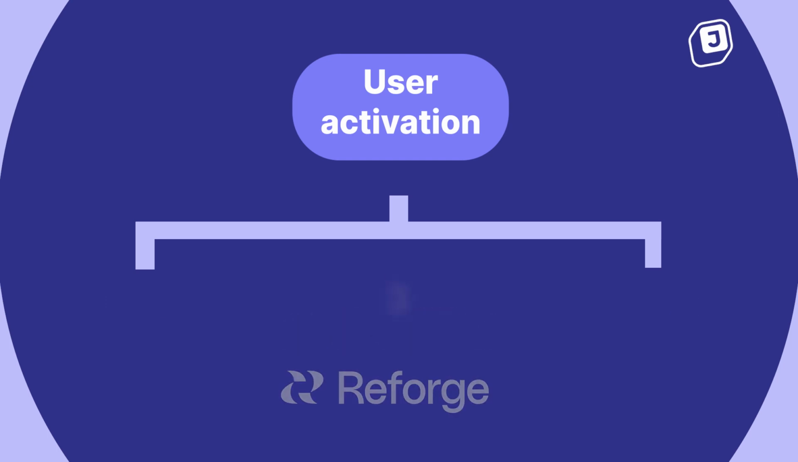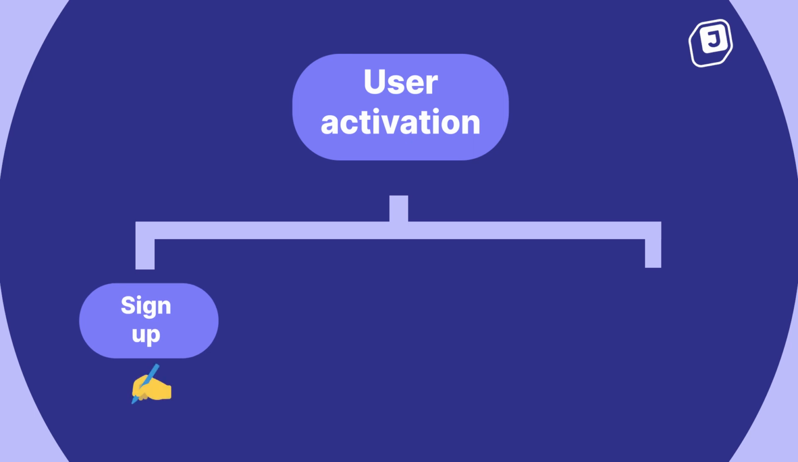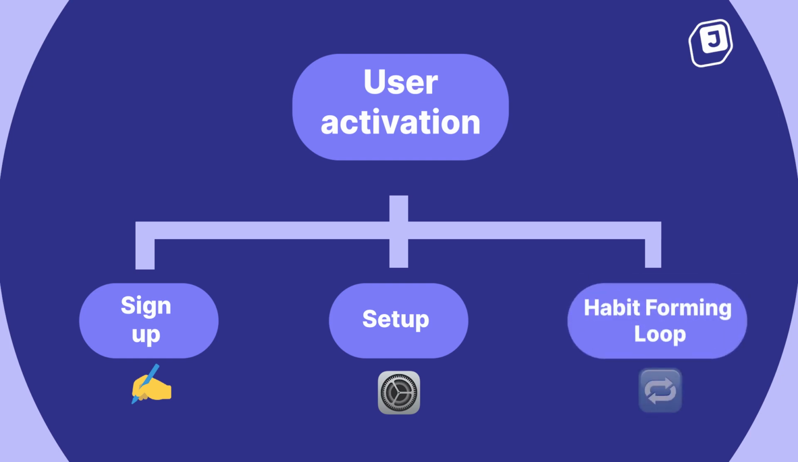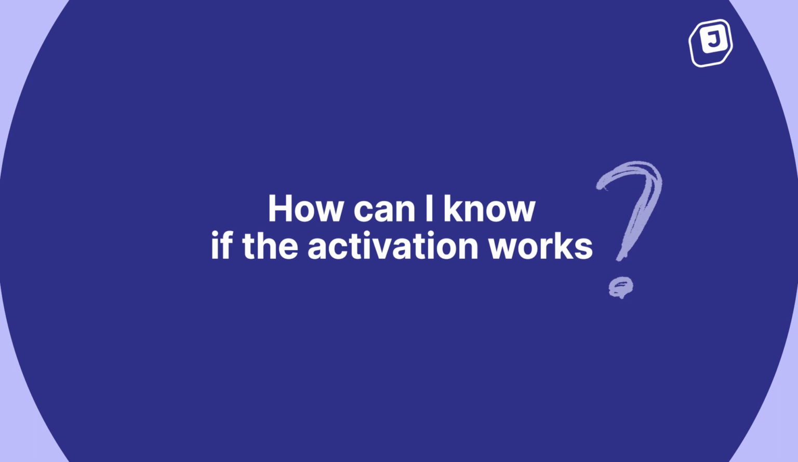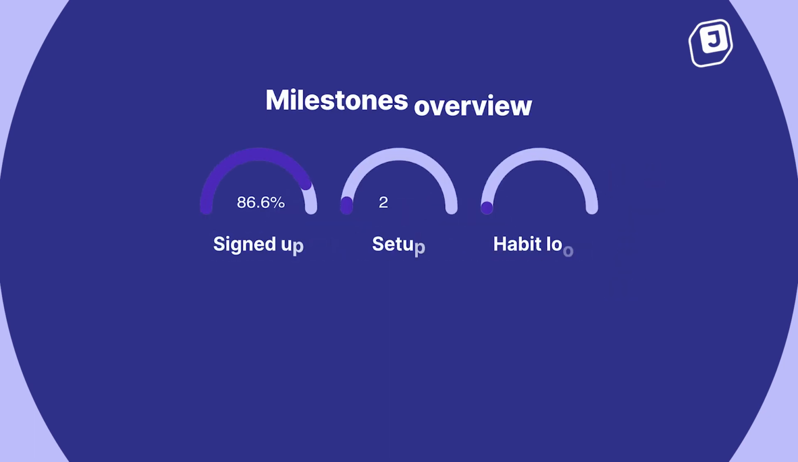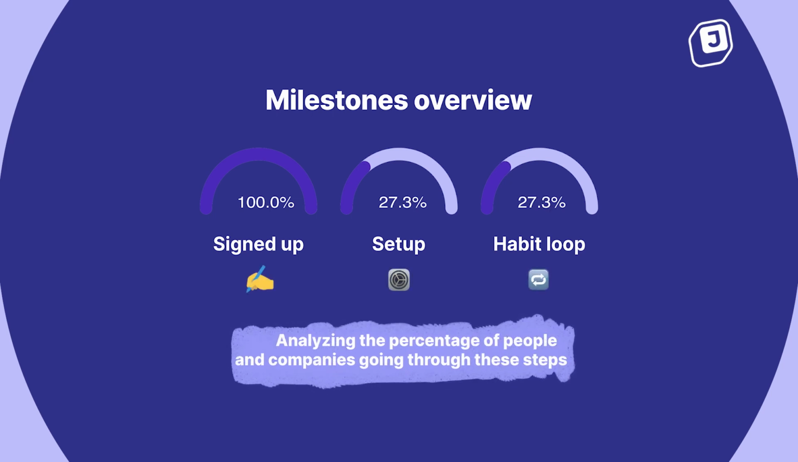The first one is the sign-up step, so making sure that people actually fill their email and password usually. The second step is a setup phase, which is applicable for some products, but not all of them. And the third one is called the habit forming loop. So the set of actions that people take to get used to your product and start to use it on a repeated basis. The best way you can actually measure whether this activation worked for you is looking into the percentage of people that are going through these steps, or if you're a B2B SaaS, the percentage of companies that are going through these steps.